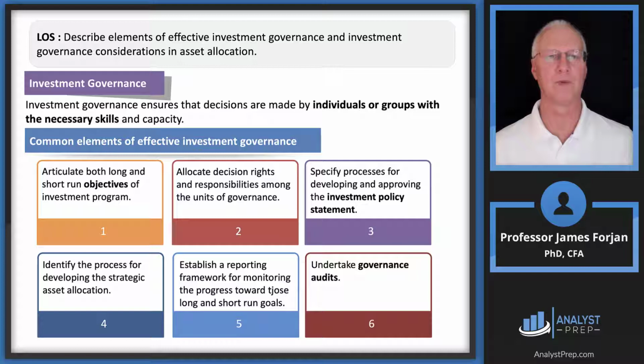All right, so let's start off with that first one. Describe elements of an effective investment governance. So what does that mean? What did I say just earlier? It's an organizational framework to make decisions. Now notice in that very first line, these are made by individuals or groups of individuals with the necessary skills. This is what I was talking about earlier, if it's just you individually or you surround yourself with a team. All right, so common elements of an effective investment governance.